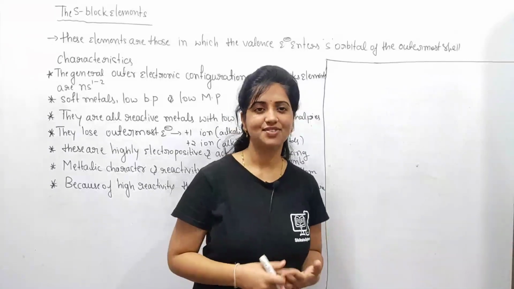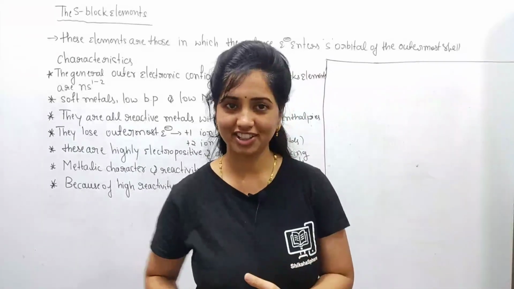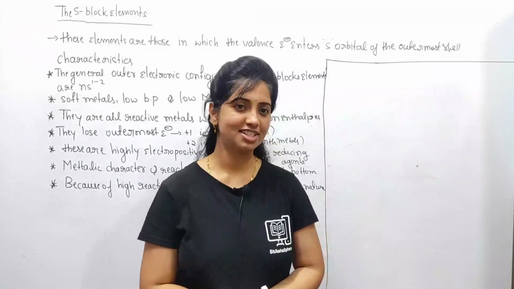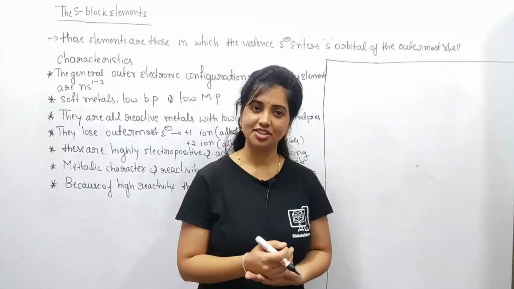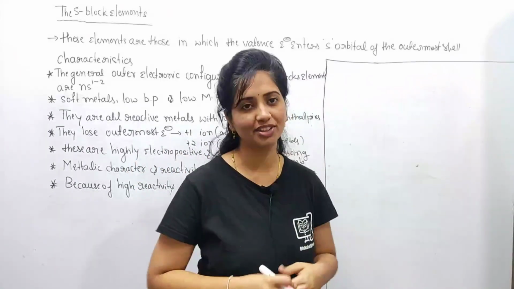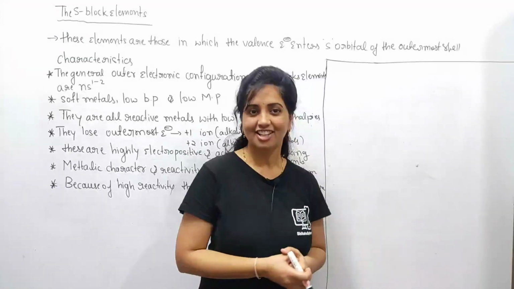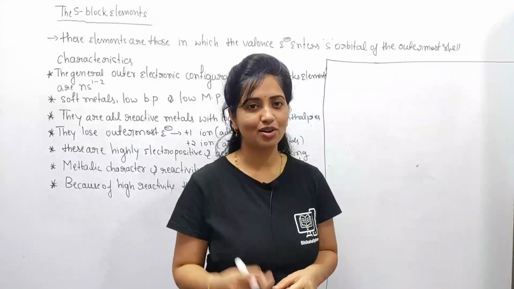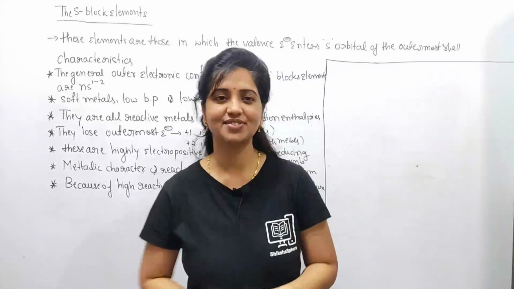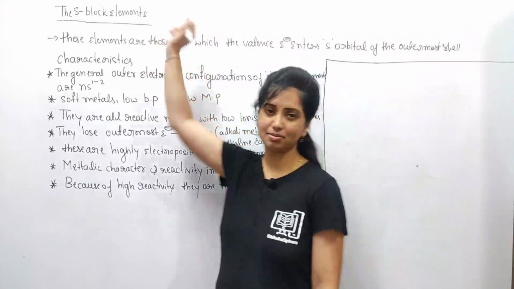Everyone, in the previous class we discussed the electronic configuration and the periodic table. By this we know the position of an element in the periodic table, and already you know that the modern periodic table is divided into 4 blocks depending upon their electronic configuration. Those are S block, P block, D block and F block elements. In today's class I am going to discuss with you more about the S block elements.